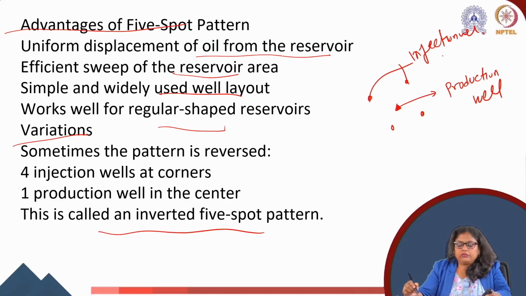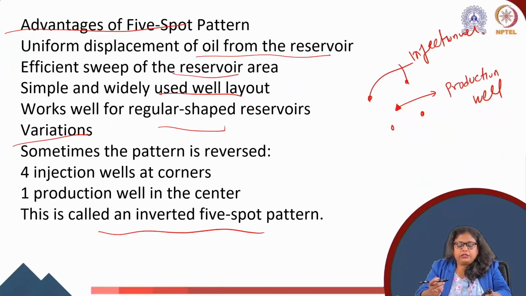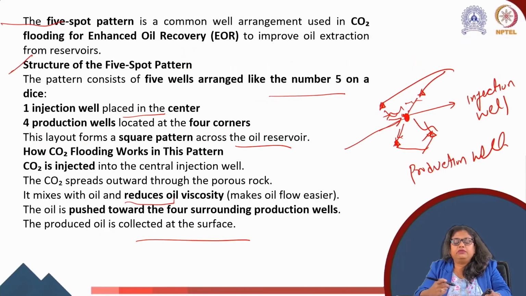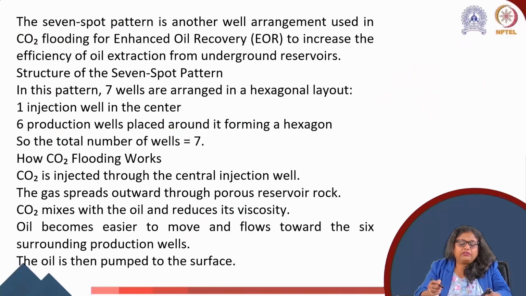So two things we do talk about. One is the regular injection, the 5 spot pattern, and then there is a variation also, that is an inverted 5 spot pattern. So these two patterns we are applying in CO2 injection. Next we have the 7-spot pattern. It is another well arrangement that is used in CO2 flooding for enhancing the oil production, to increase the efficiency of the oil extraction from the underground reservoir.